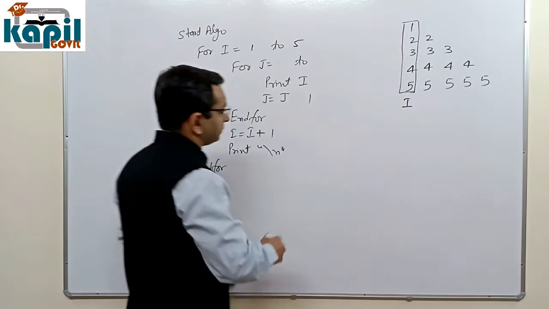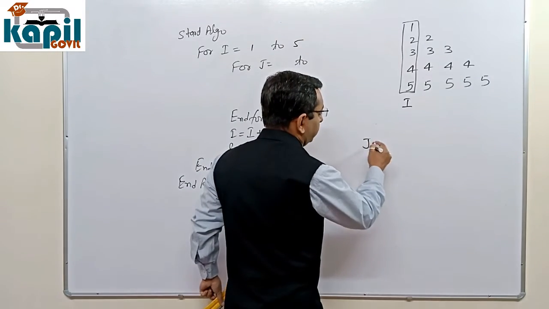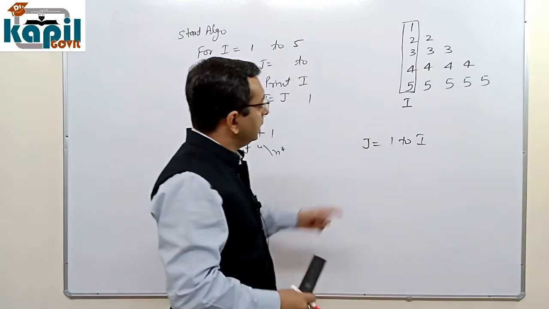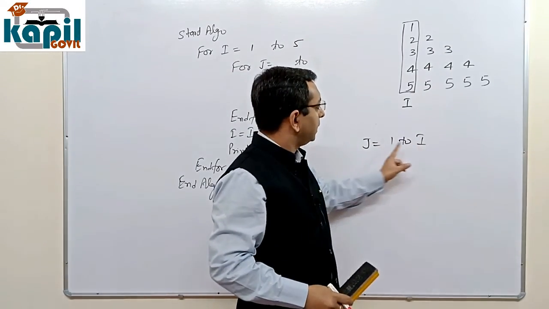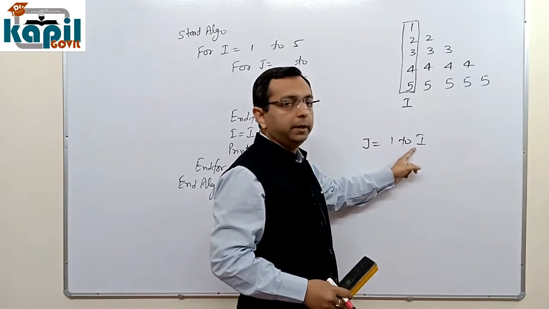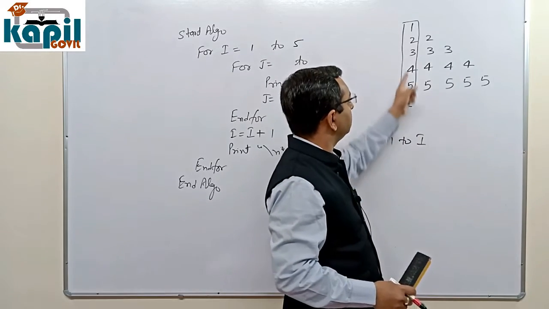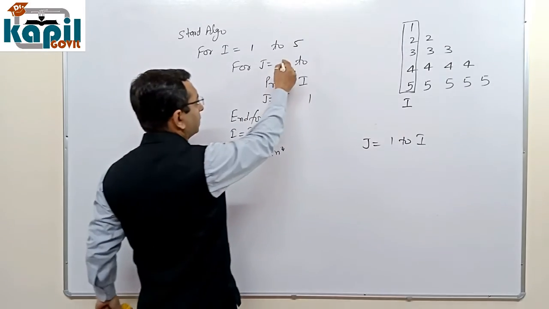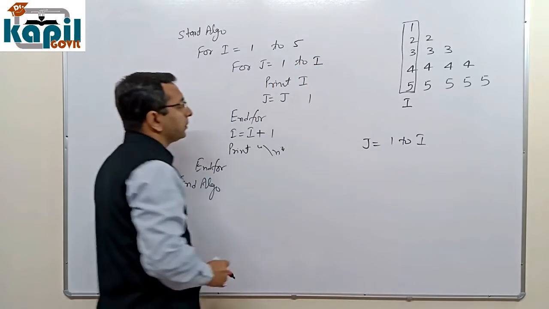It means J should be 1 to I. Let's check it. If I is 1, then the loop will be 1 to 1, meaning 1 time. If I is 3, then the loop will be 1 to 3, meaning 3 times. So it means this will work. So we will write it here.